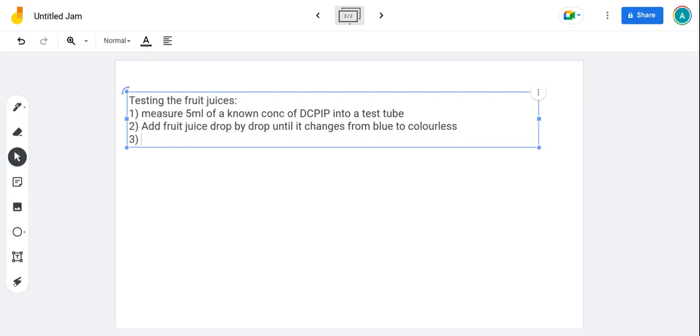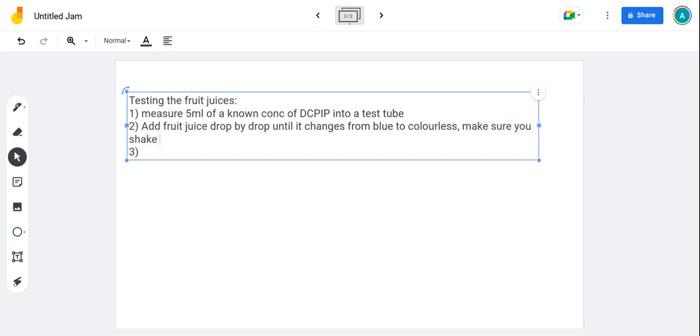Next, number 3, make sure you shake it in between each drop. You shake in each drop to make sure it's fully absorbed, fully dissolved, sorry. Make sure now that you repeat. This will allow you to identify anomalies.